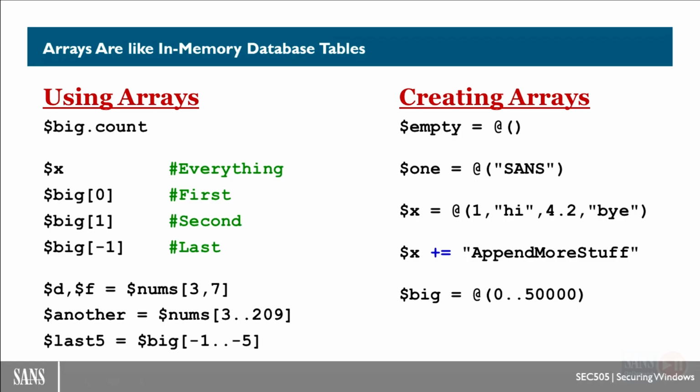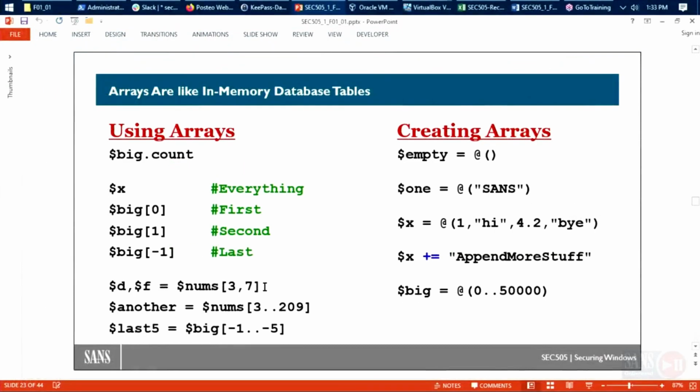You can also do what's called multiple assignment. For example, from the nums array, we could take item number 3 and put it into the D variable, and item number 7 we could put into the F variable. You could also take an existing array, take a subset using the .. or range operator, and then create a new array, which is a subset of the original array. And as I mentioned, you can count forwards or backwards. So here at the bottom, it says -1..-5. That's the last 5 items.